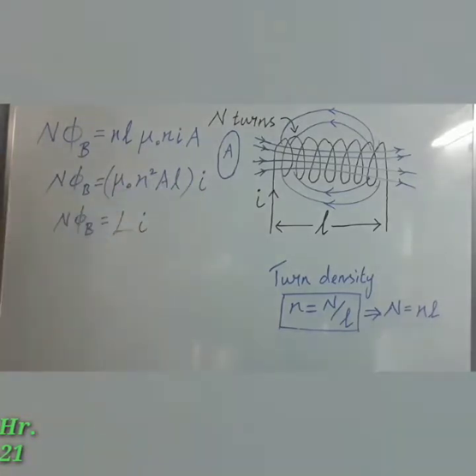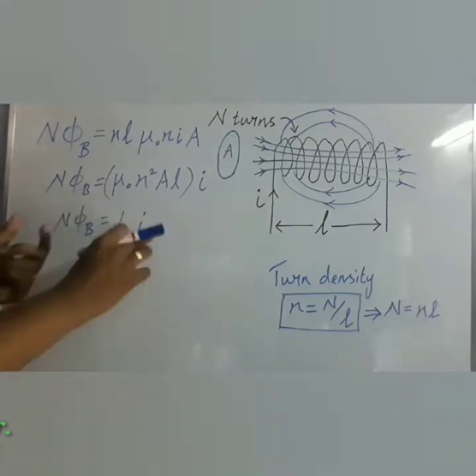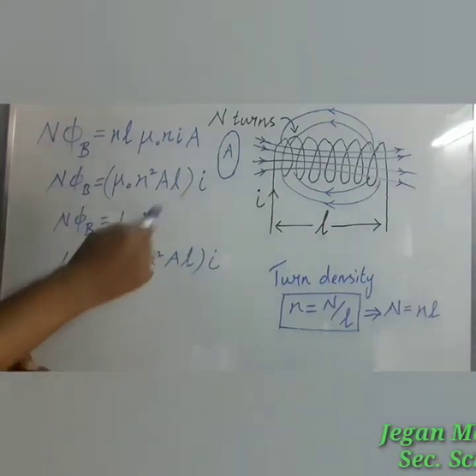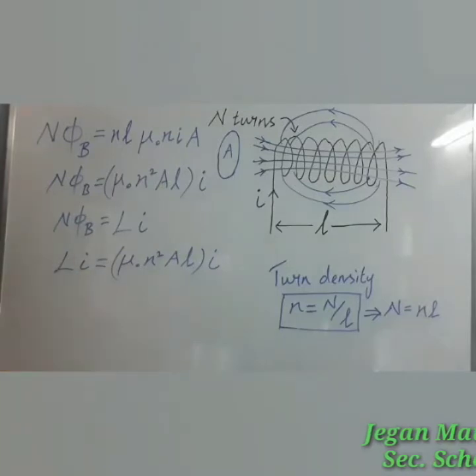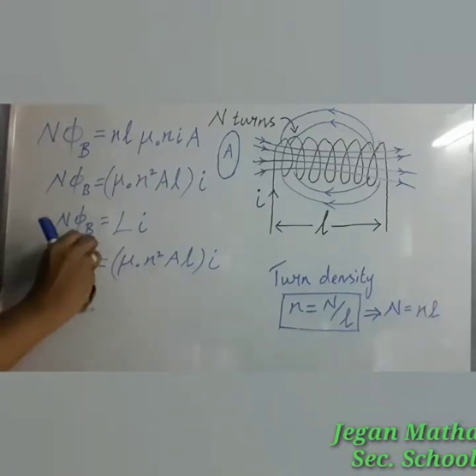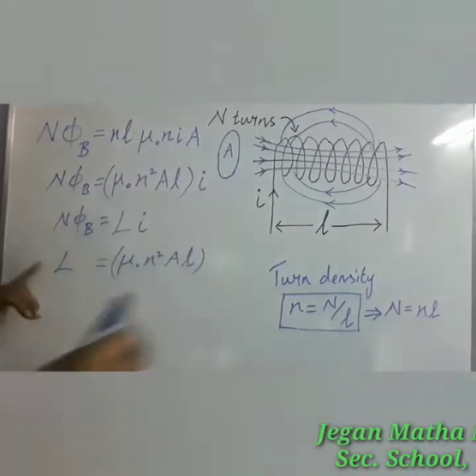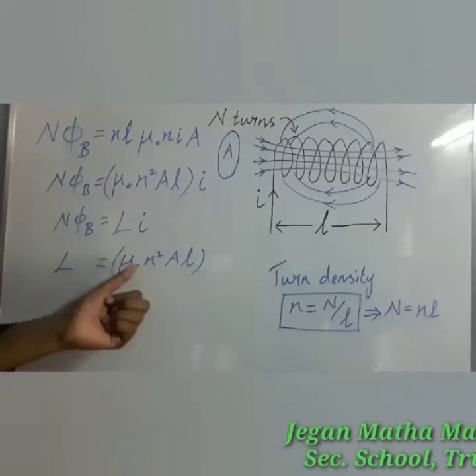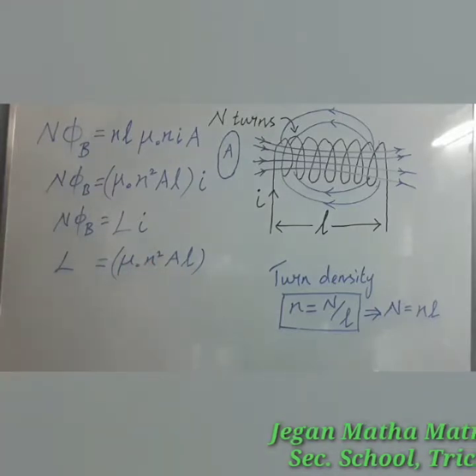Now we have two expressions. Compare the left hand side. The left hand side is equal, so automatically the right hand side will also be equal. So I'm going to compare the right hand side. Here I have compared the right hand side of the two expressions. Both are equal, so I, which is common, can be cancelled. Now you get the expression for the self-inductance of the given solenoid: L is equal to mu naught n square A L.